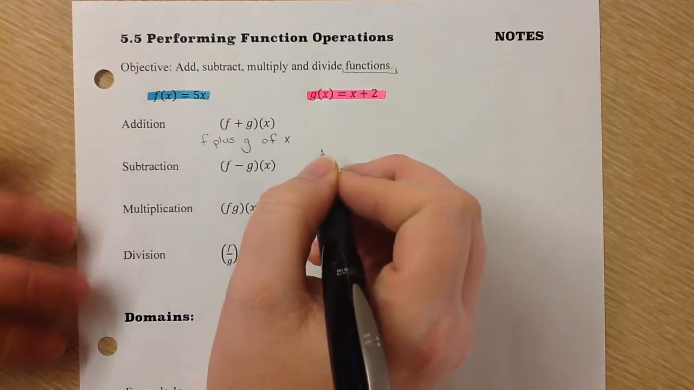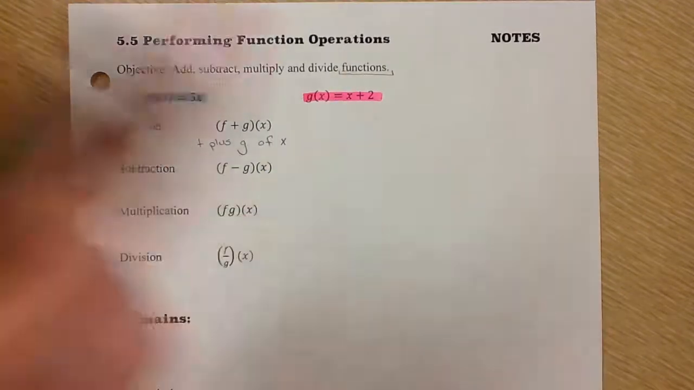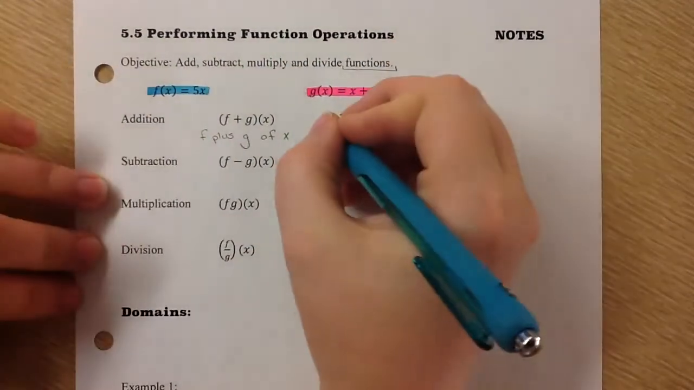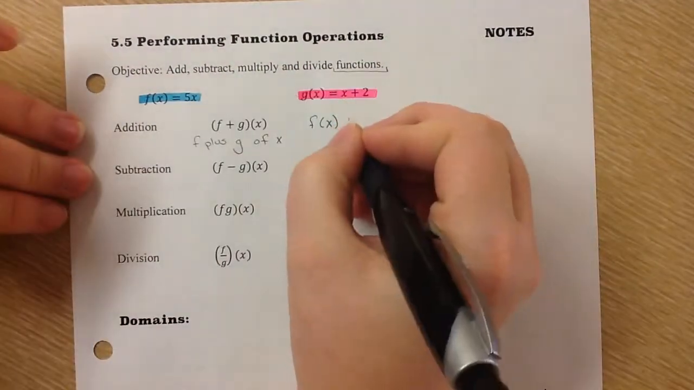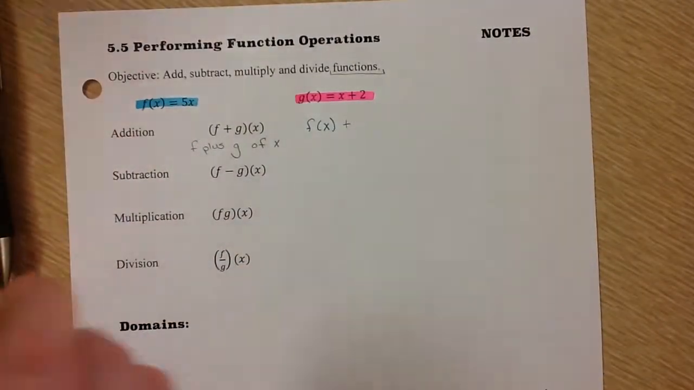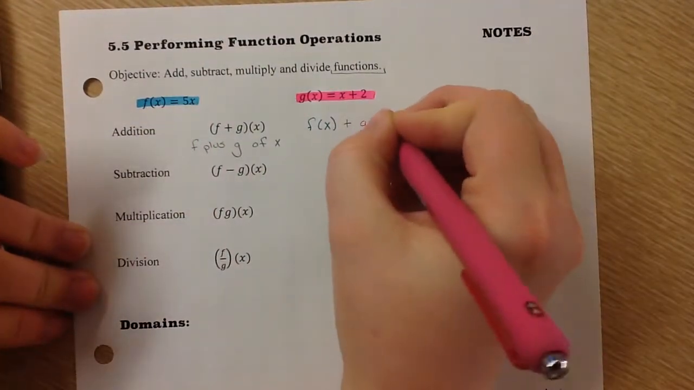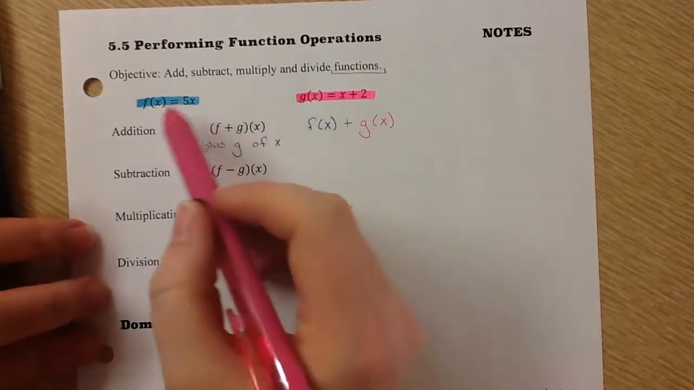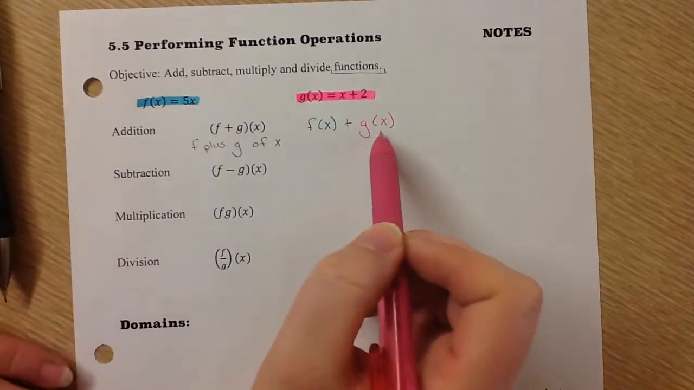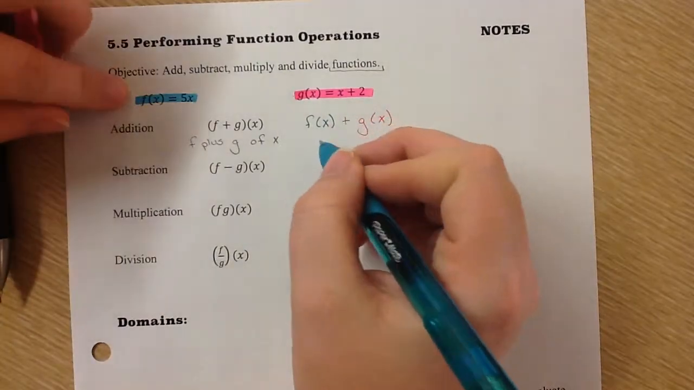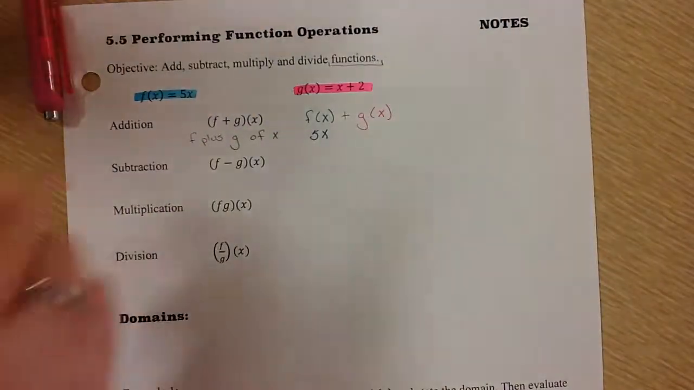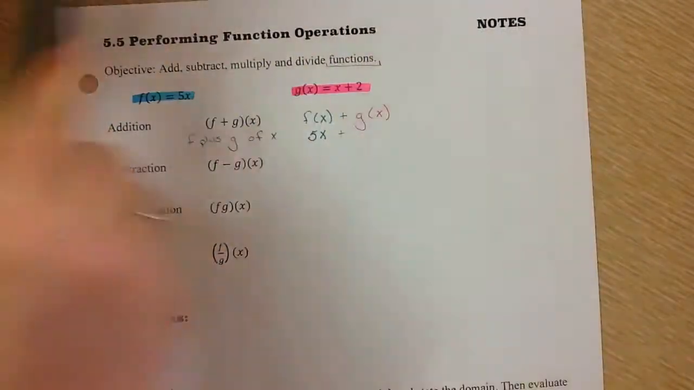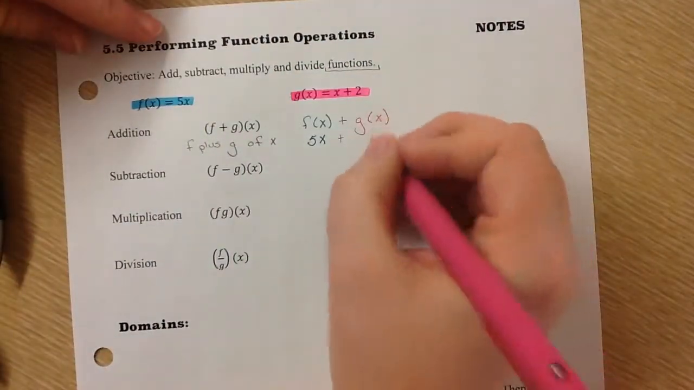Really what this means is I'm going to take my f of x function and add my g of x function. So I'm going to take my f of x function and add to it my g of x function. My f of x function here is 5x, so we'll take our 5x. We're going to add to that my g of x function, which is x plus 2.